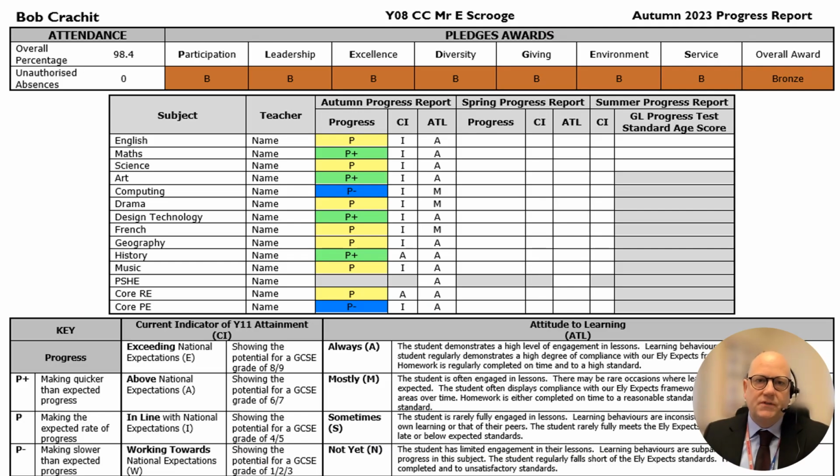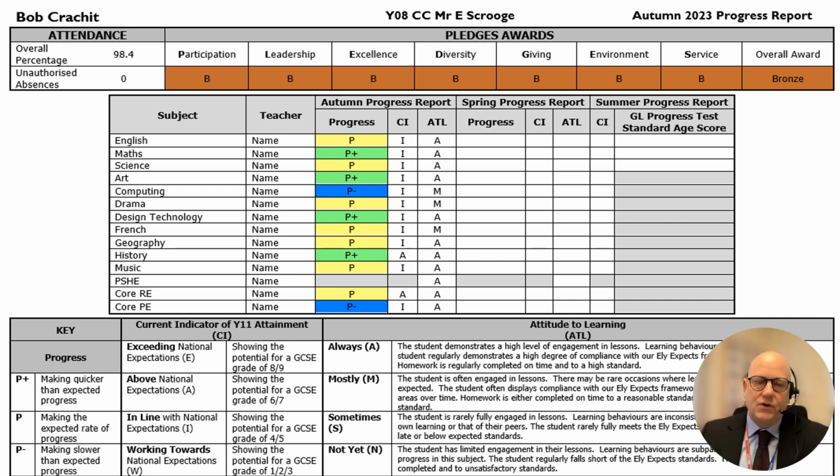So here's an example of a Year 8 report that was sent home in autumn. You can see the subjects that are taught in the column here under subject. You can see the teacher name. And then you can see 3 columns under where we've got autumn progress. You can see progress, which refers to how much progress that child is making in their subject in relation to their target grade when this report was taken. You can also see their current indicator.